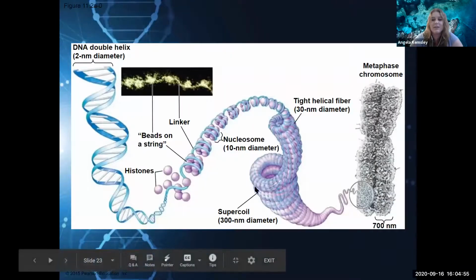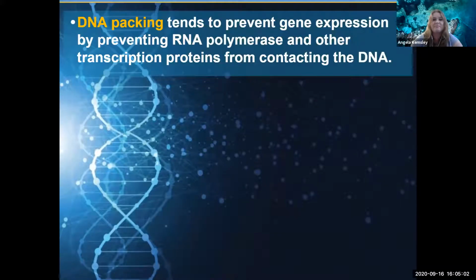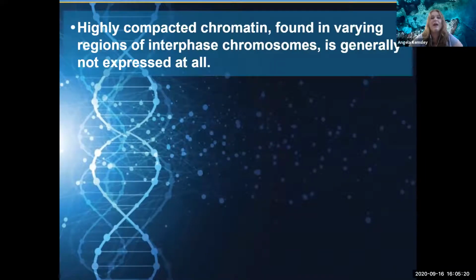If it's all coiled up like this, RNA polymerase can't get in to do transcription, in order to do any gene expression. So DNA packing can actually prevent gene expression. And the higher it's packed, the more densely it's packed, the less expression there is. So higher levels of packing, the more tightly coiled it is, can actually inactivate genes for the long term. Highly compacted chromatin, which is found in varying regions of interphase chromosomes, is generally not expressed at all. So this packing can actually prevent gene expression in large amounts of DNA.